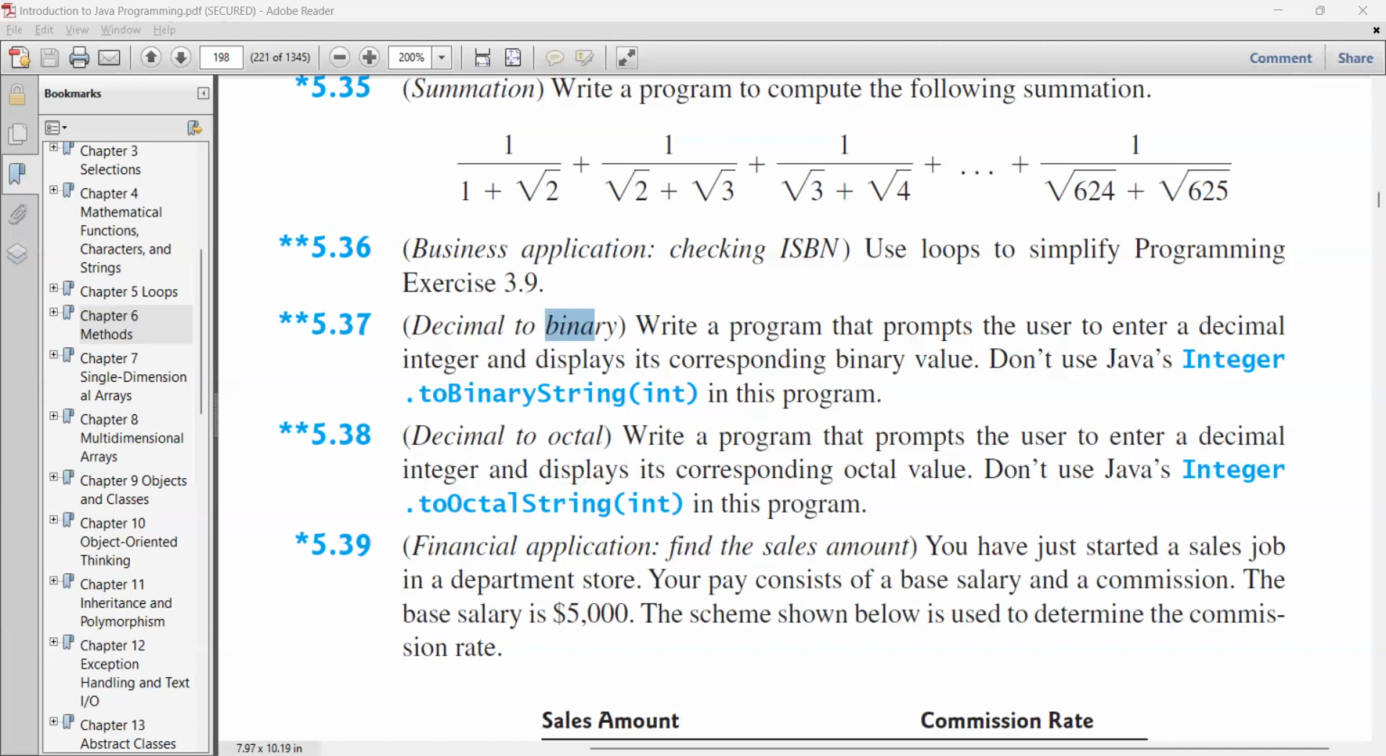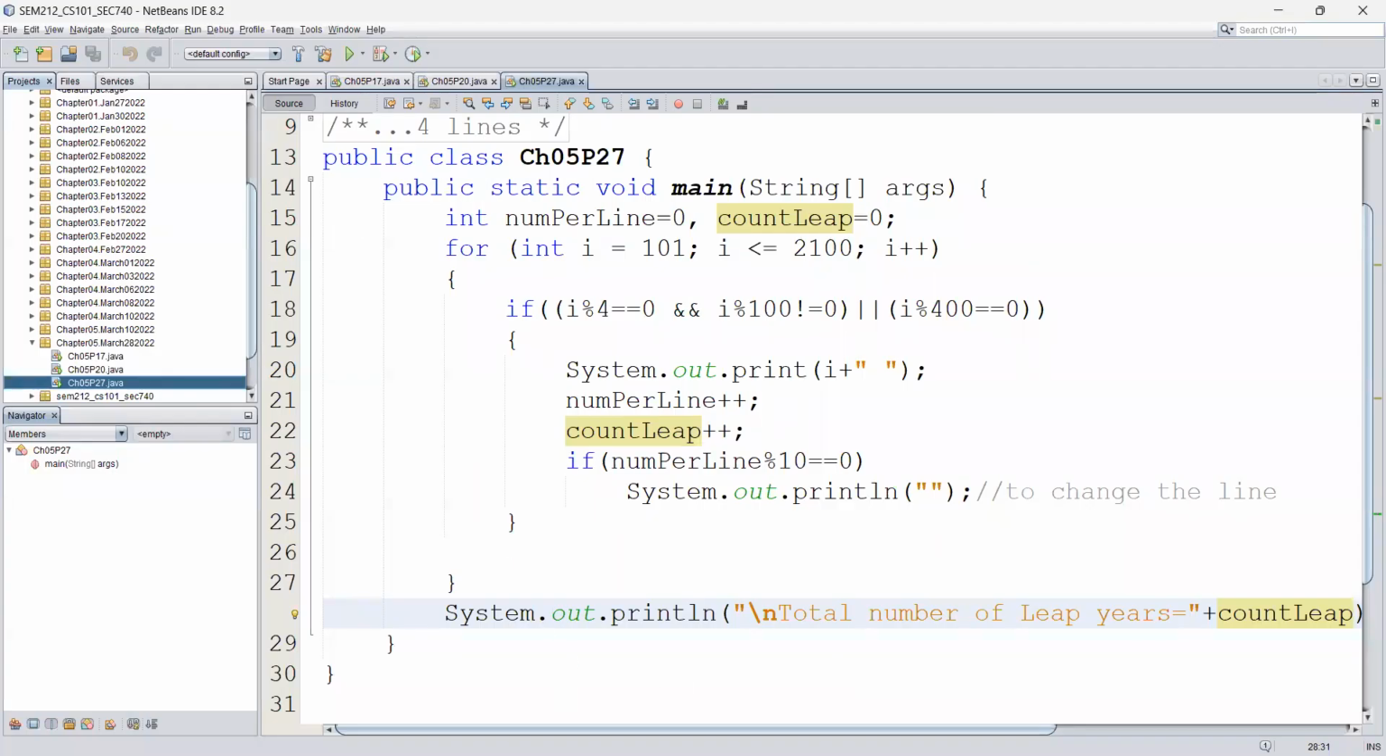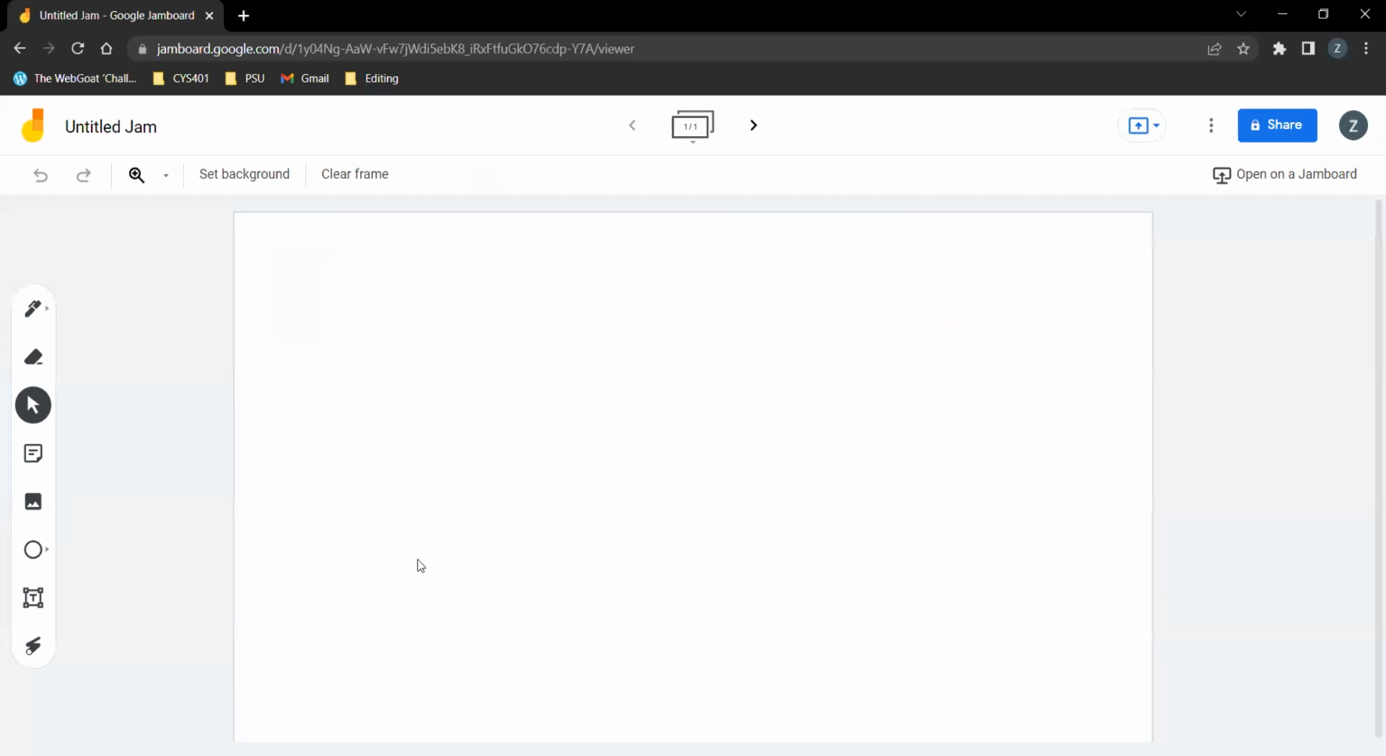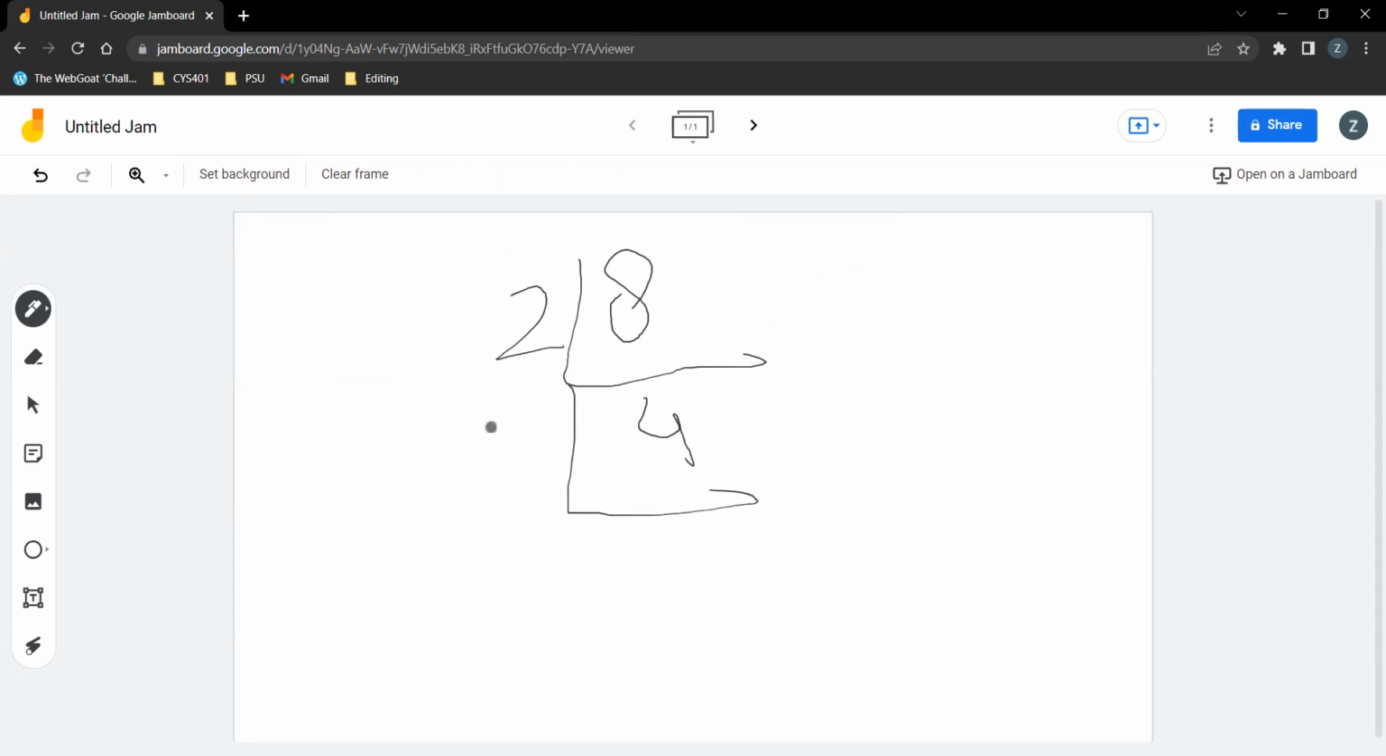Look here, students, this is Jamboard. I think you can see the Jamboard now. So how do we get the binary representation? For example, this is 8, which I want. What I will do, I will divide it by 2. It will give me 4. I will divide it by 2. It will give me 2. I will divide it by 2. It will give me 1.